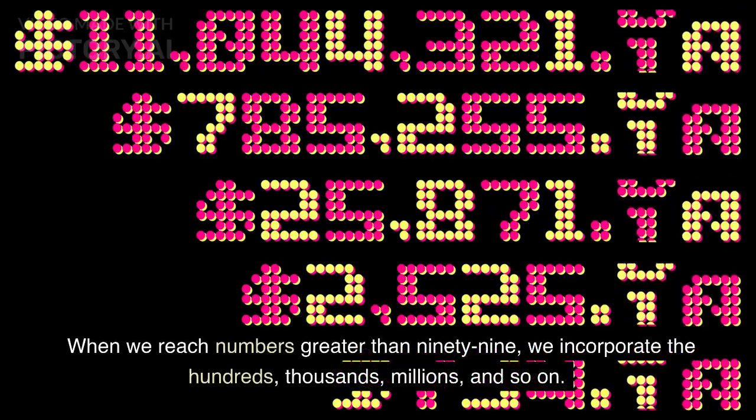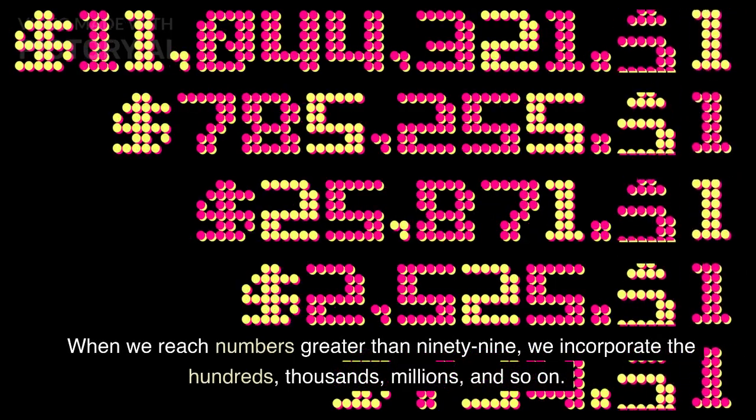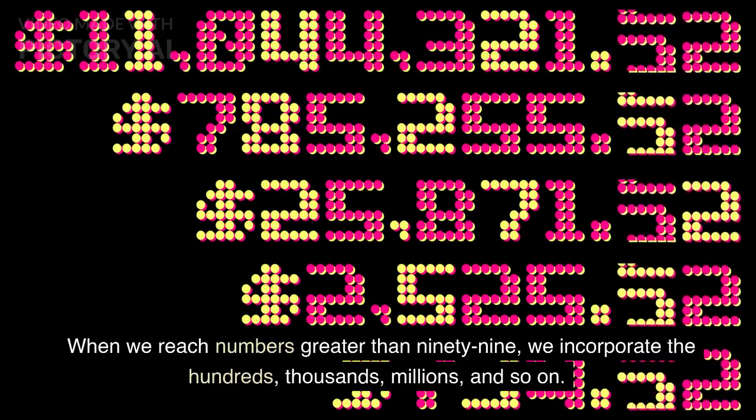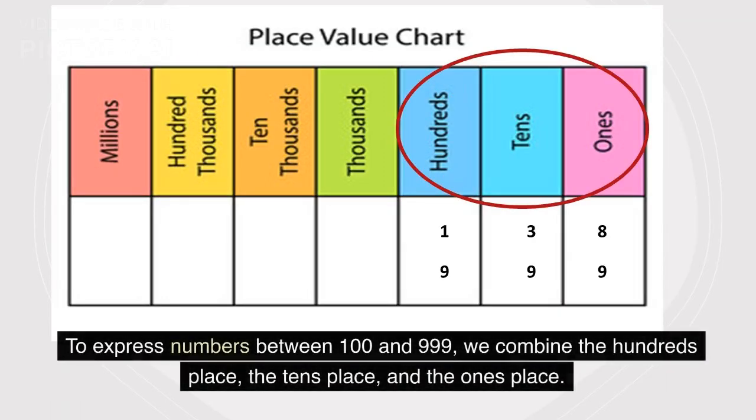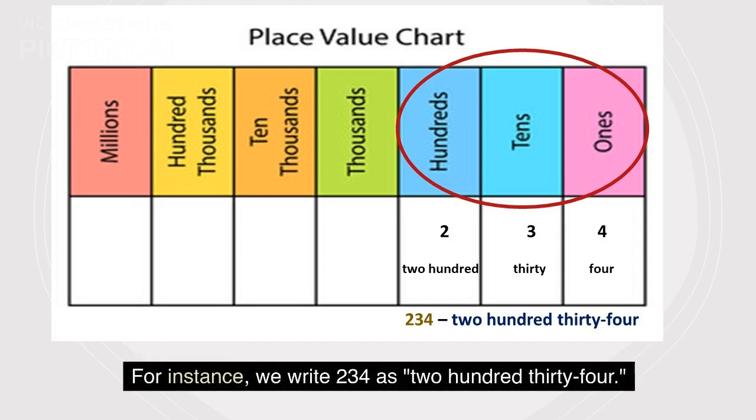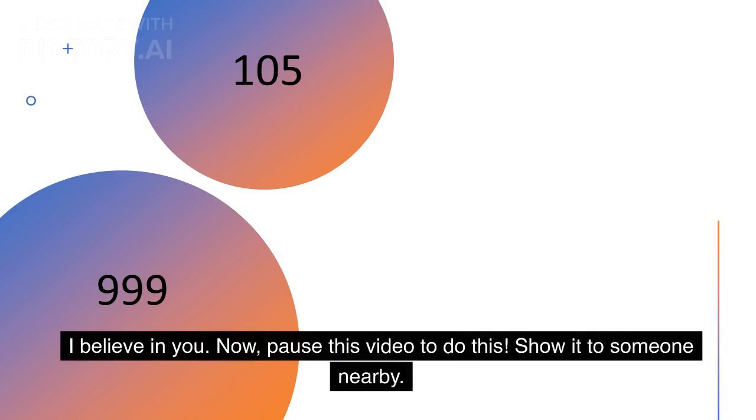When we reach numbers greater than 99, we incorporate the hundreds, thousands, millions, and so on. Let's see how it works. To express numbers between 100 and 999, we combine the hundreds place, the tens place, and the ones place. For instance, we write 234 as 234. I believe in you. Now, pause this video to do this. Show it to someone nearby.